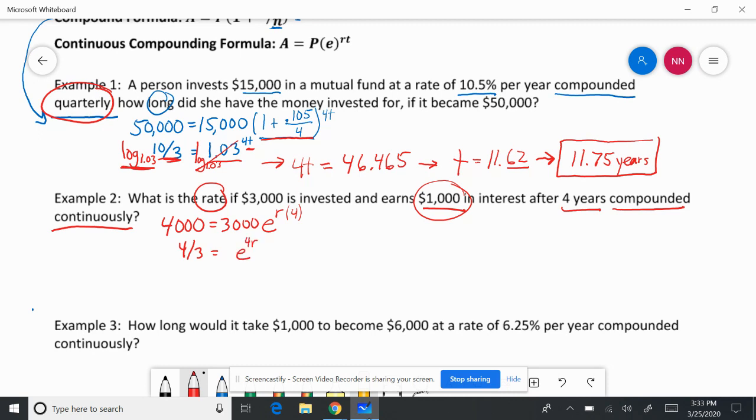And what I need to do is get rid of the e. So in order to get rid of the e, I'm going to do the natural log on both sides because natural log is base e, so that becomes 1. So 4r is equal to natural log of 4 thirds, which gives me 0.288. And when I divide that by 4, what I get is 7.19%.